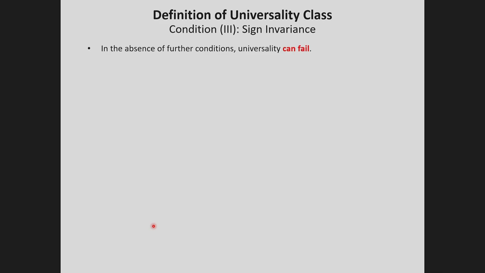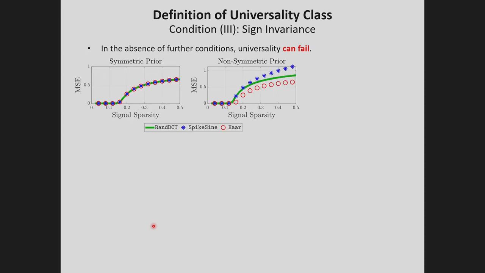Let me tell you about the last condition. Before I do, let me first say that without this condition, we know that universality can fail. In this plot, I'm again looking at the three designs that Donoho and Tanner were looking at, and they observed that the mean square error performance of the LASSO estimator was the same for these three designs.